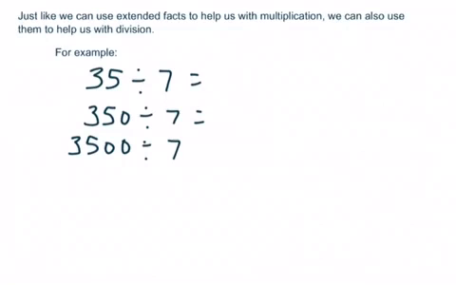All right, so just like we can use extended facts to help us with multiplication, we can also use them to help us with division. Isn't that handy? So for example, think about this problem. 35 divided by 7. Again, you can always picture that triangle. Okay, if I have 35 here and 7 here, what's going to be over in this corner? You probably know. So if I know this, can I also know this? And can I also know this? So think that through and fill that out, and then come on back and we'll talk it through in the next one.